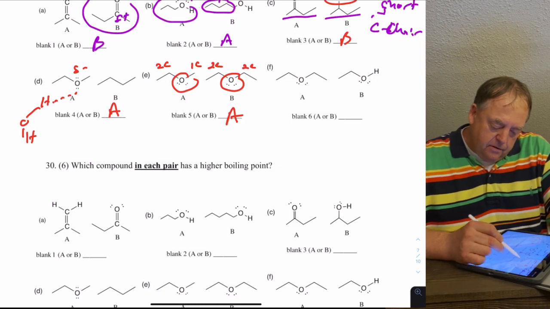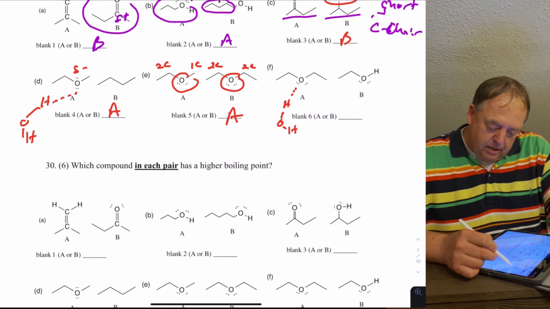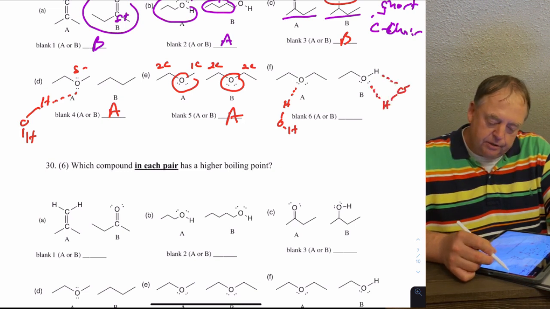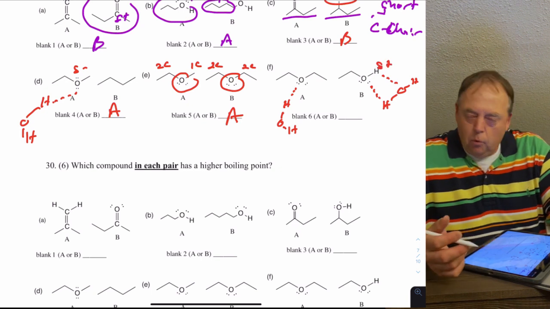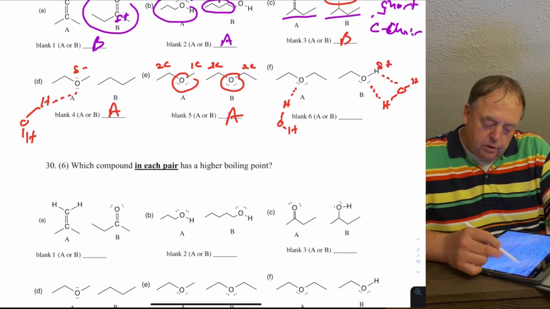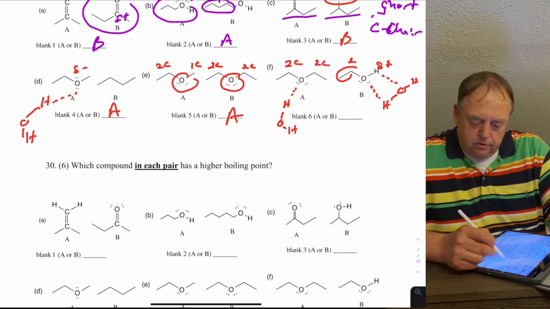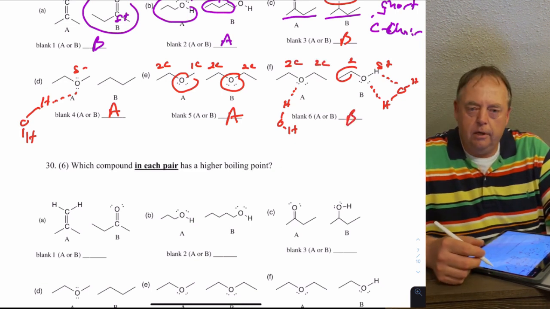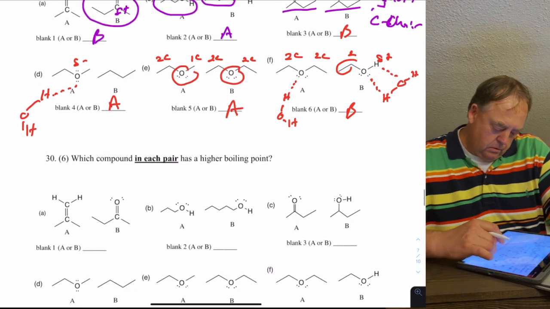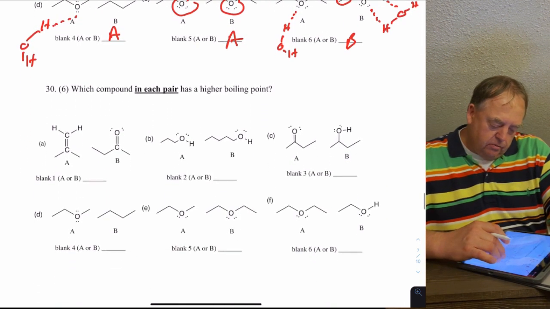And then for F, well, this oxygen can hydrogen bond to water, but this oxygen can hydrogen bond to water, and the hydrogen can hydrogen bond to water. So you can make more hydrogen bonds to water, plus there's only 2 carbons compared to 2 carbons and 2 carbons, so it's less hydrophobic, so B is way more water soluble than A.